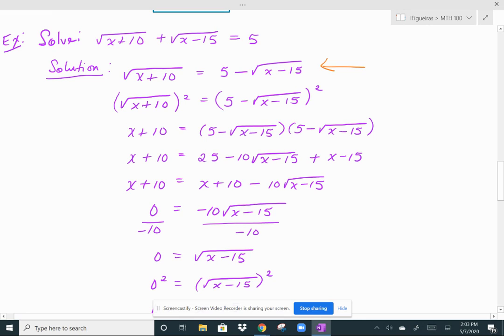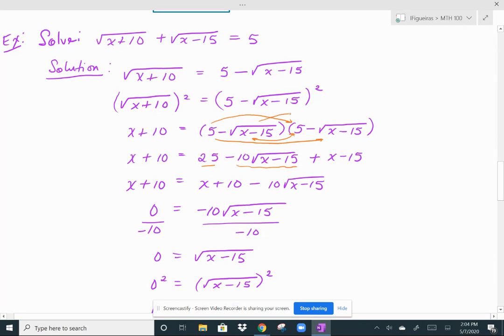All right, so now we need to square both sides, which is what you see here. When you square the left side, it immediately simplifies to just x plus 10. So part of the equation has already been simplified. But on the right side, you have to FOIL it, which is what you see here. I need to expand 5 minus root x minus 15 times itself. So when I do 5 times 5, the first term, you'll get 25. When I do my outer, that's negative 5 root x minus 15, and my inner is also negative 5 root x minus 15. That's where we get this, negative 10 root x minus 15.